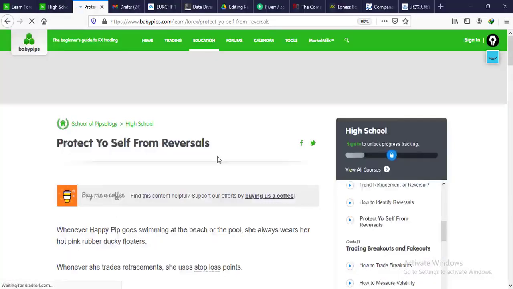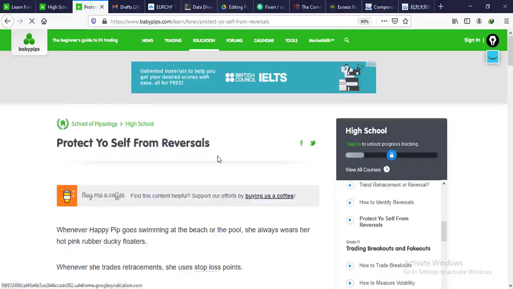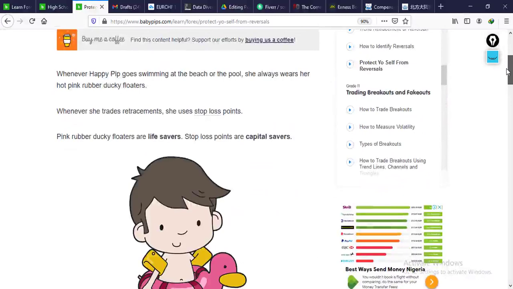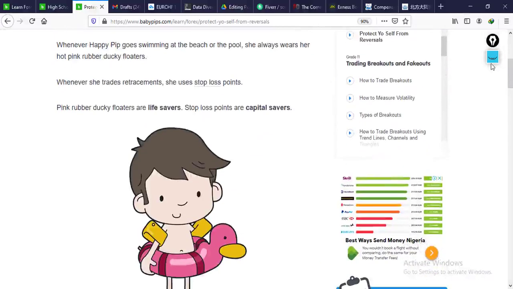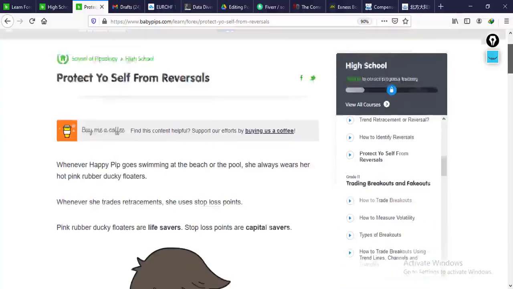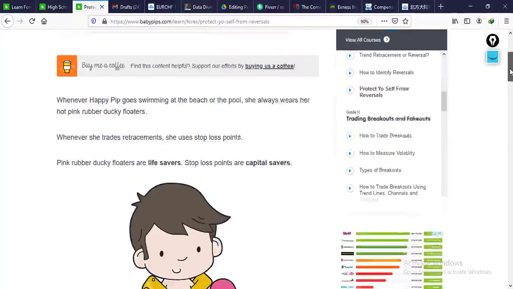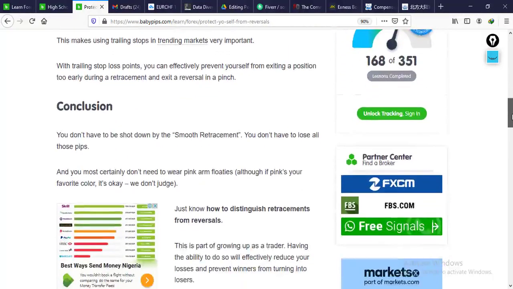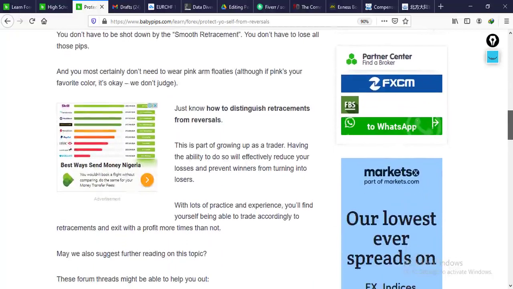So let's discuss how we can protect ourselves from reversals. To protect yourself from reversals and retracements, because with a retracement you can stay in the trade even if it reverses, I'm just going to go straight to the most important point. Know how to distinguish between retracements and reversals. This is part of growing up as a trader. Having the ability to do so will effectively reduce your losses and prevent winners from turning into losers.